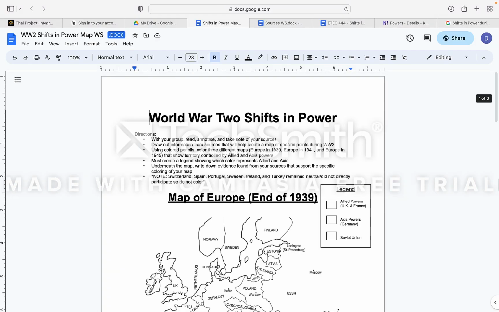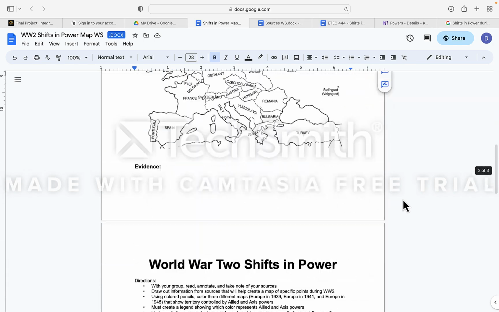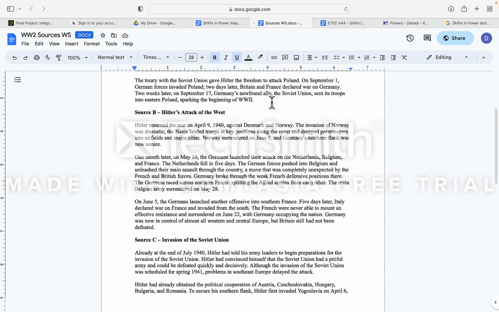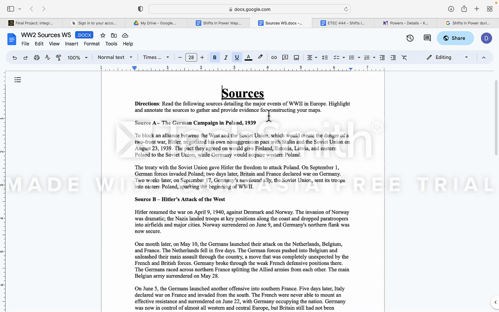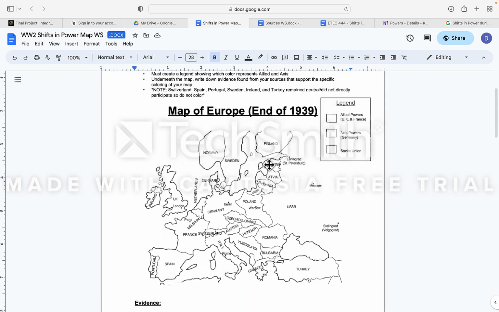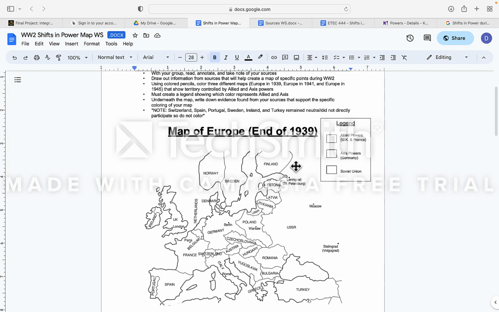Following the map quiz, this will take us to our summative assessment, which will be collaborative group work and a worksheet where students will have to illustrate 3 different maps of Europe at 3 different points in time of the war. Now they will read, annotate, and take note of sources with their group depicting major points in World War II. After that, they will draw their information from their sources and use evidence from those sources to depict the map of Europe. They must color them with colored pencils accurately, using the legend as well to help them out.